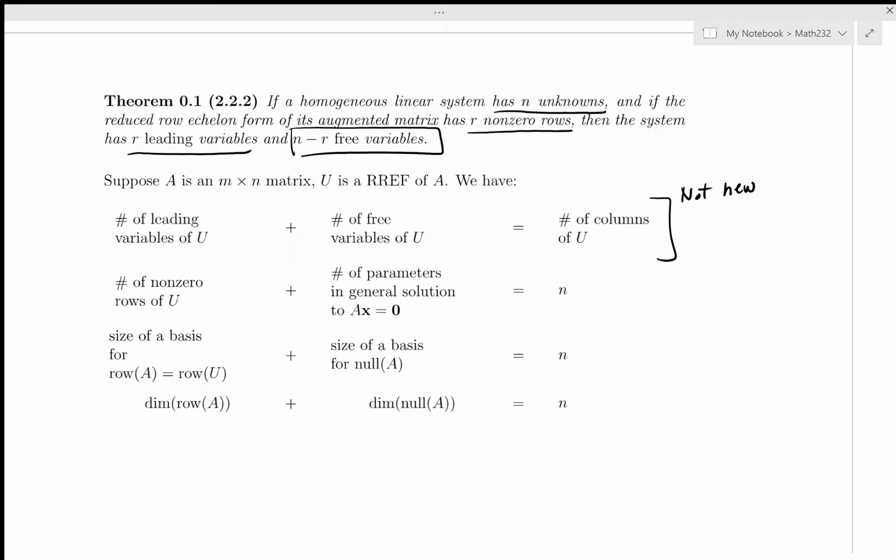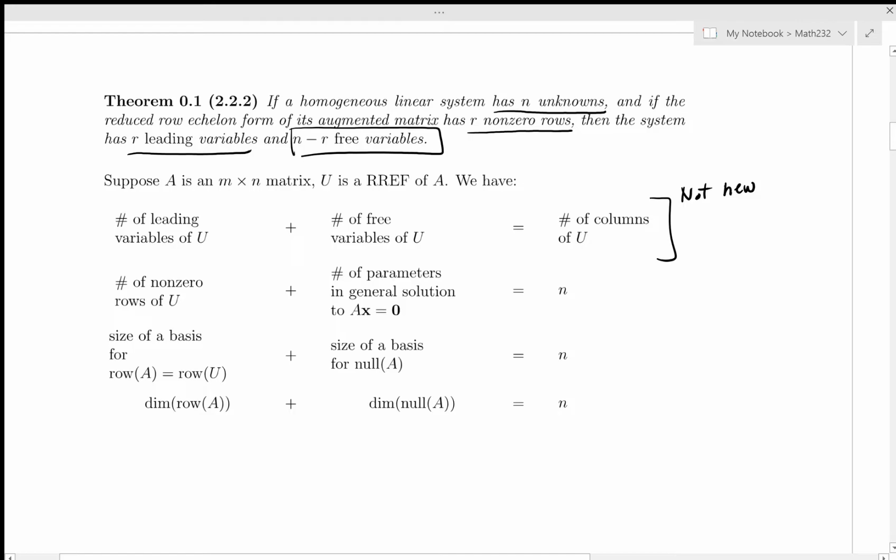Okay, the size of the basis for the row space of A, that is the number of vectors in the basis for the row space of A, which is going to be the same number of vectors in the basis for the row space of U, plus the size of the basis for the null space of A is also n. And we can say that here: the dimension of the row space of A plus the dimension of the null space of A is n.